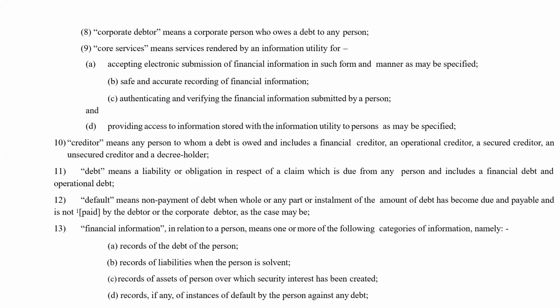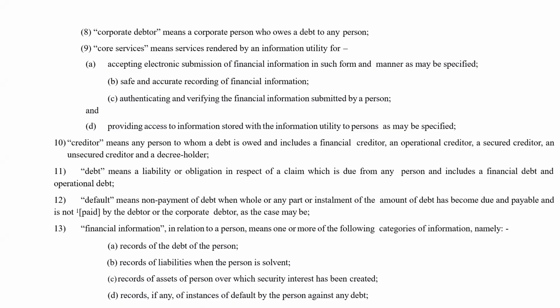That is why we will notice, when reading the provisions related to voluntary liquidation, that they are using the concept of corporate person. But for others, where debts are due, they are using the word corporate debtor. Core services means services rendered by an information utility. As we have already seen, NESL is the only information utility and they are rendering some services. This definition we will read in detail when we go to the information utility provisions. Right? Creditor. What is the meaning of creditor?